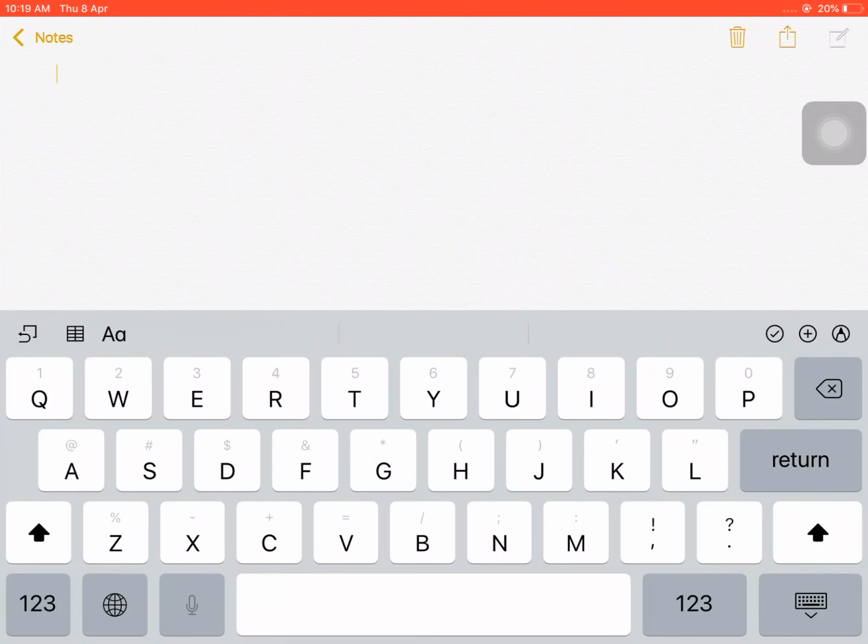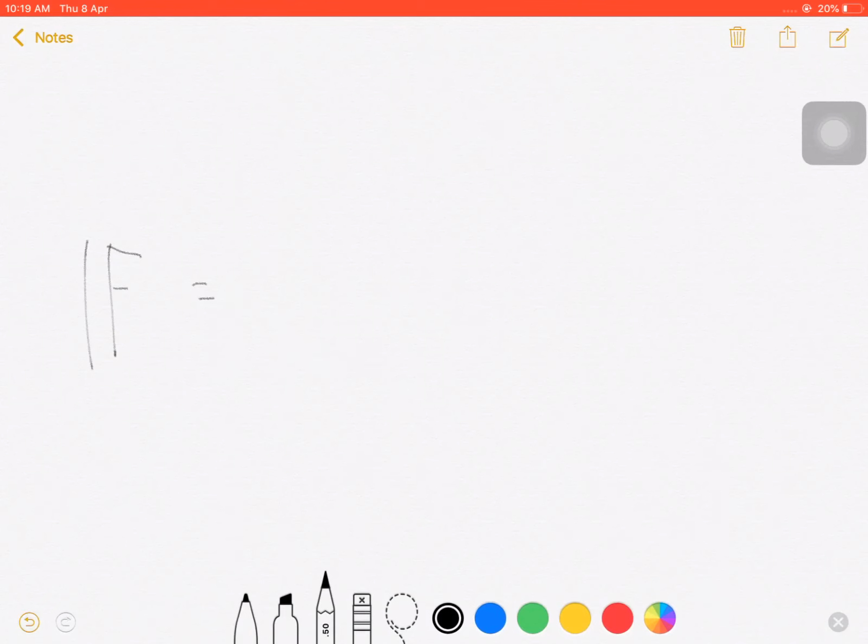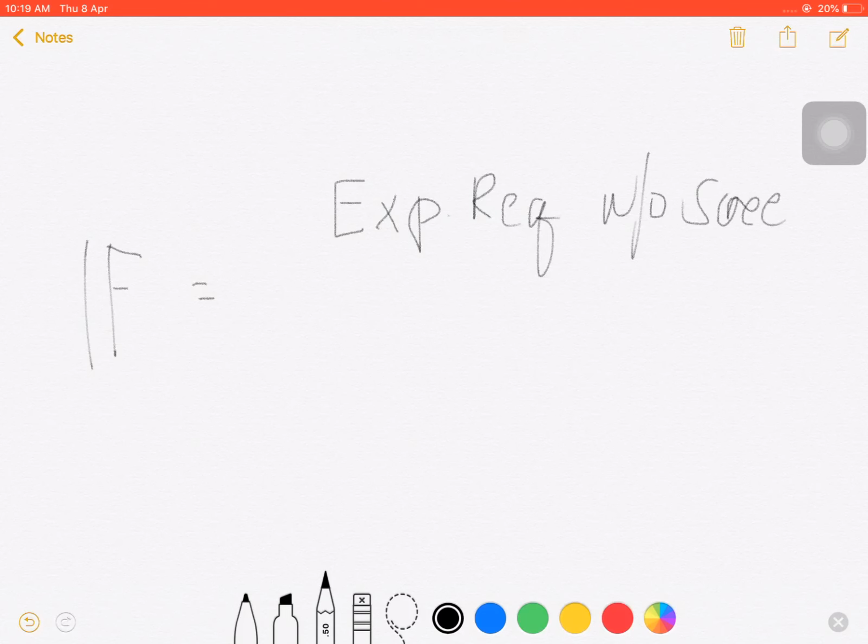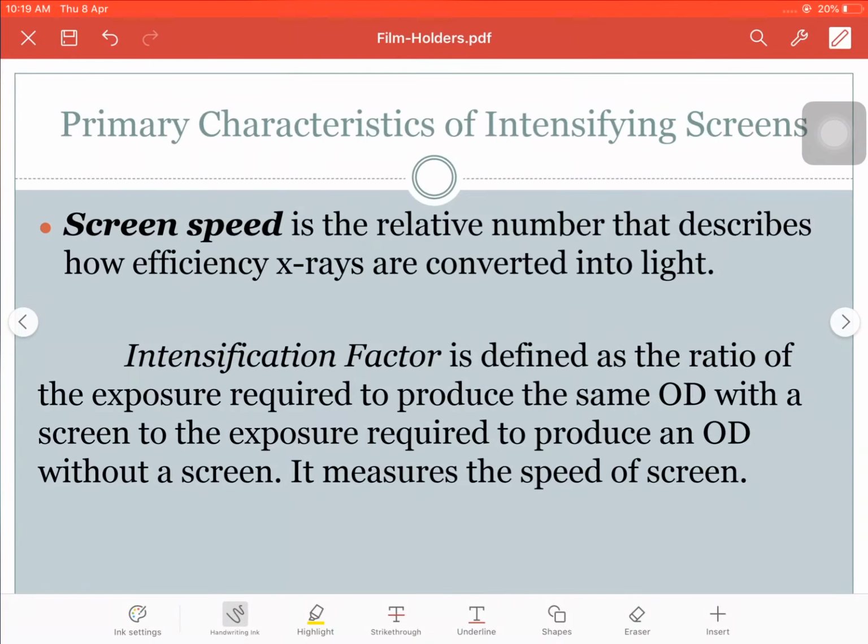Okay, so intensification factor is equal to the exposure required without screen and the exposure required with screen. Again, intensification factor determines or measures the screen speed. Okay?